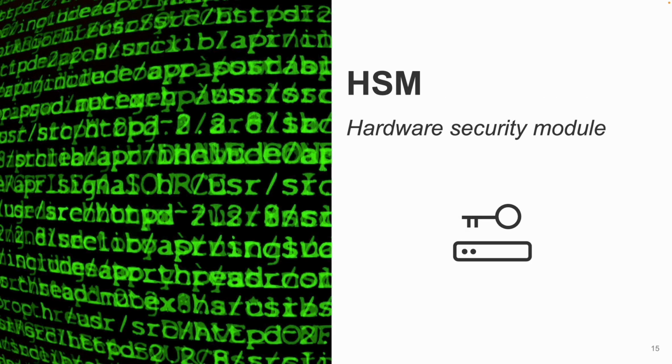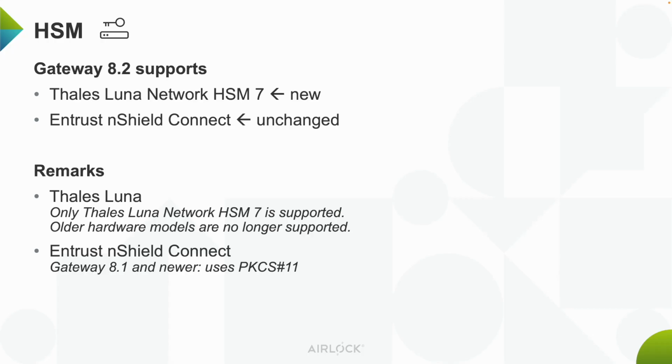HSM solutions are used to store private keys securely on an external device. We already made some improvements in Gateway 8.1 around HSM integration. In Gateway 8.2, we updated the support for Luna Network HSM 7. This means Gateway 8.2 supports Thales Luna Network HSM 7. Please keep in mind that older hardware models are no longer supported. And in addition, Entrust nShield Connect is also supported.